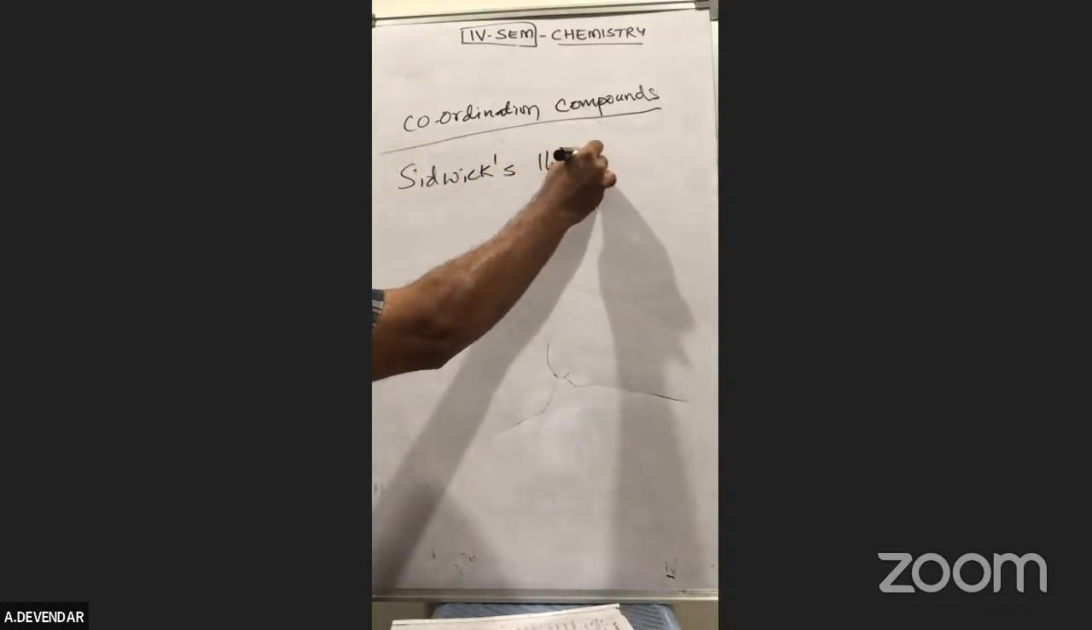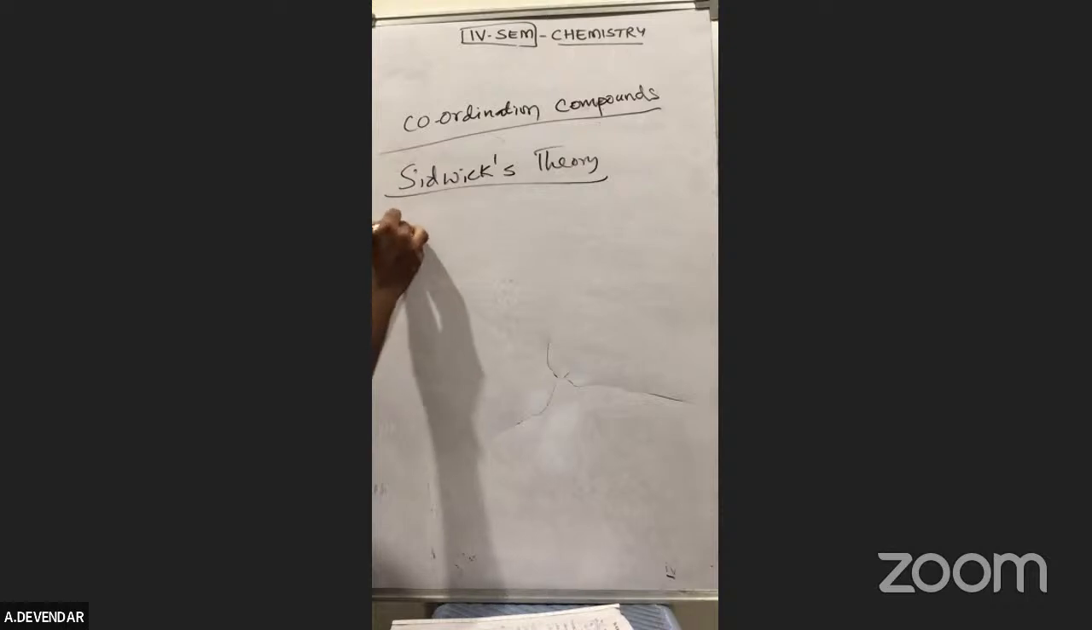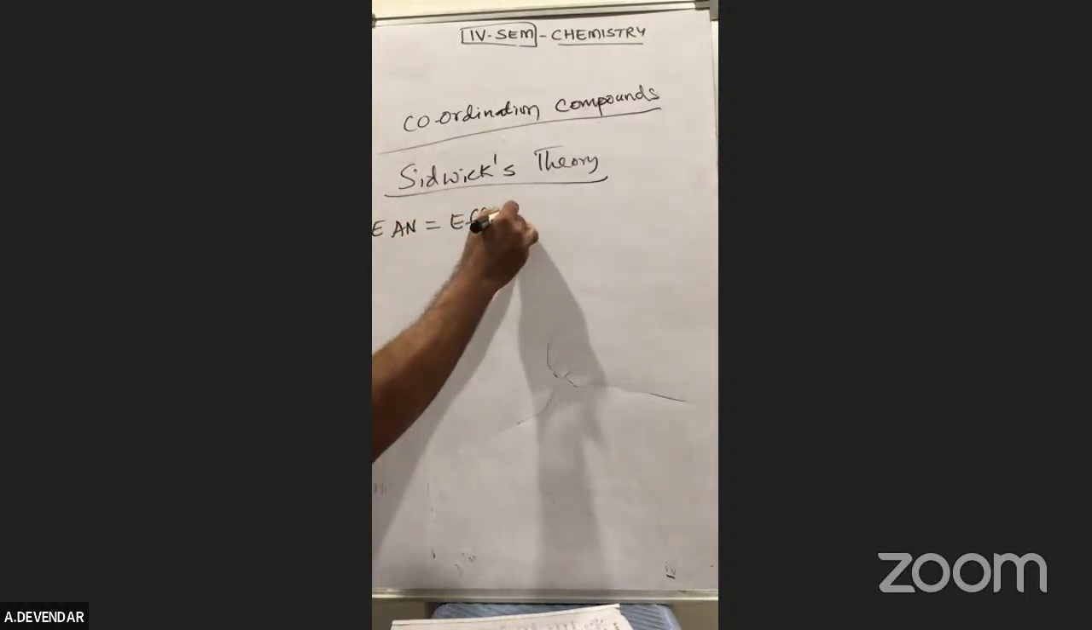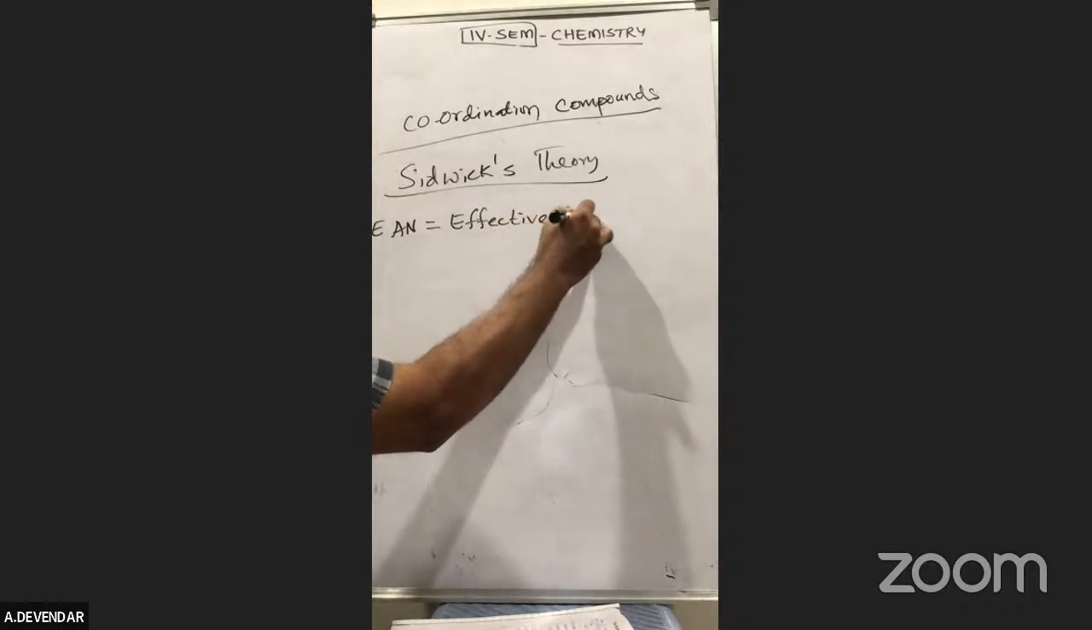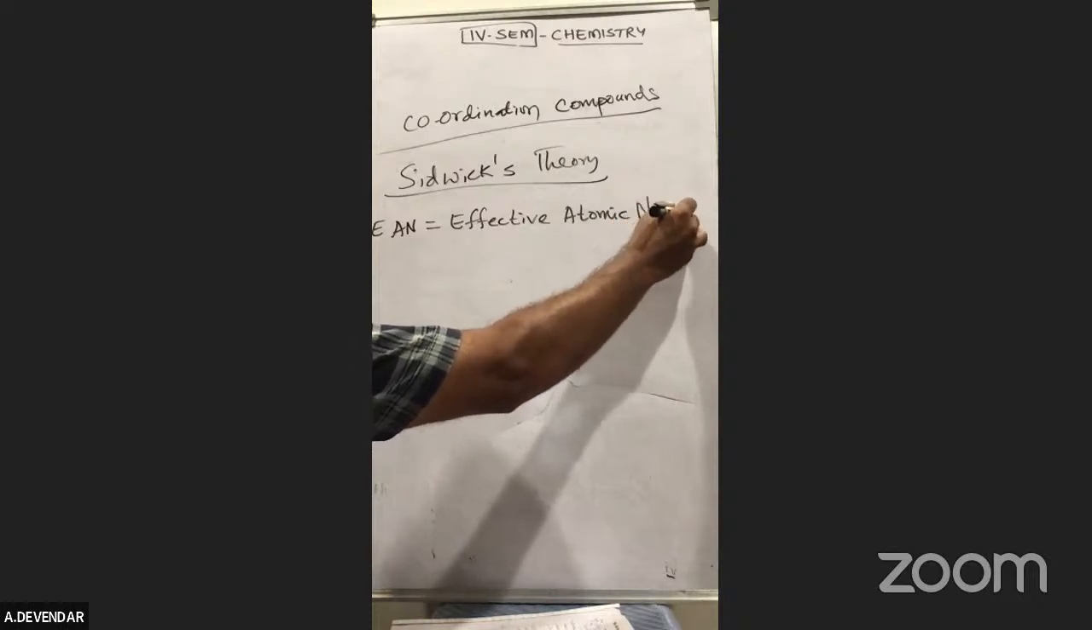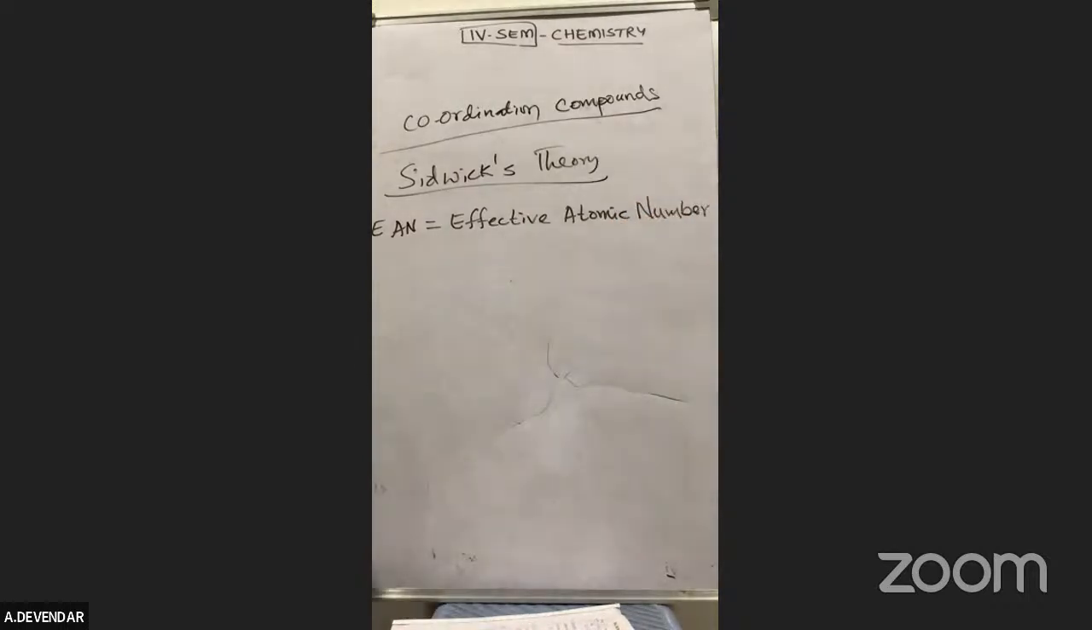Sidgwick theory explains the effective atomic number, EAN. What is the effective atomic number? In a complex compound, the effective atomic number is compulsorily that of a noble gas element. When the noble gas atomic number is attained by that particular complex compound, it is more stable.